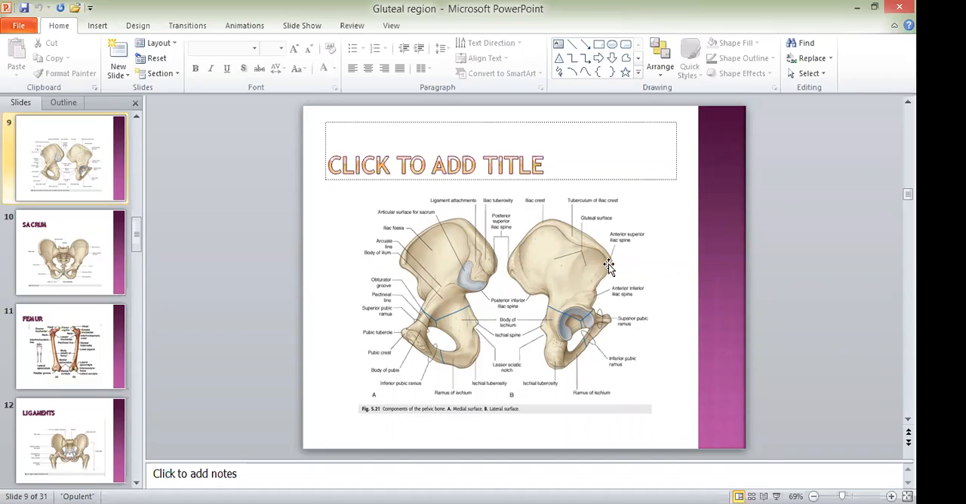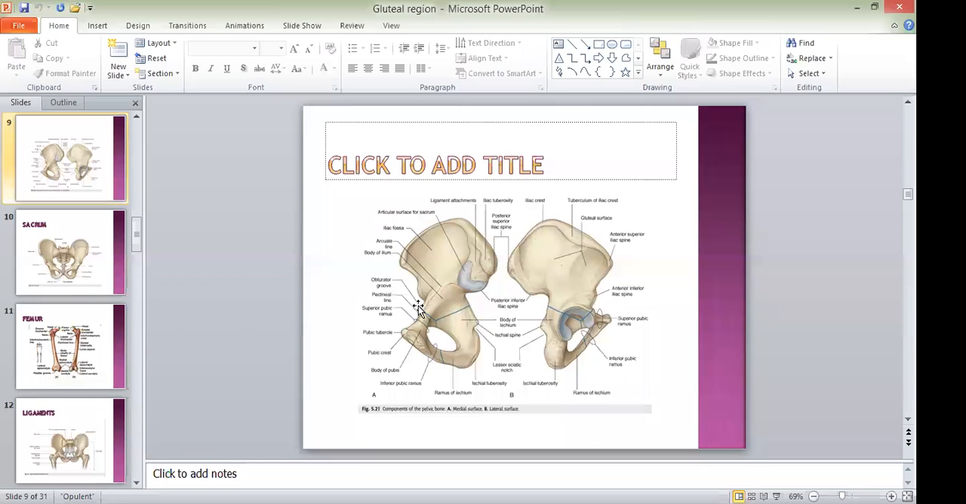This is the anterior superior iliac spine. We have two spines on anterior side. That is the anterior superior iliac spine and anterior inferior iliac spine. The anterior superior iliac spine is the largest one, while the anterior inferior iliac spine is the smallest one. Similarly, we have posterior inferior iliac spine and posterior superior iliac spine.